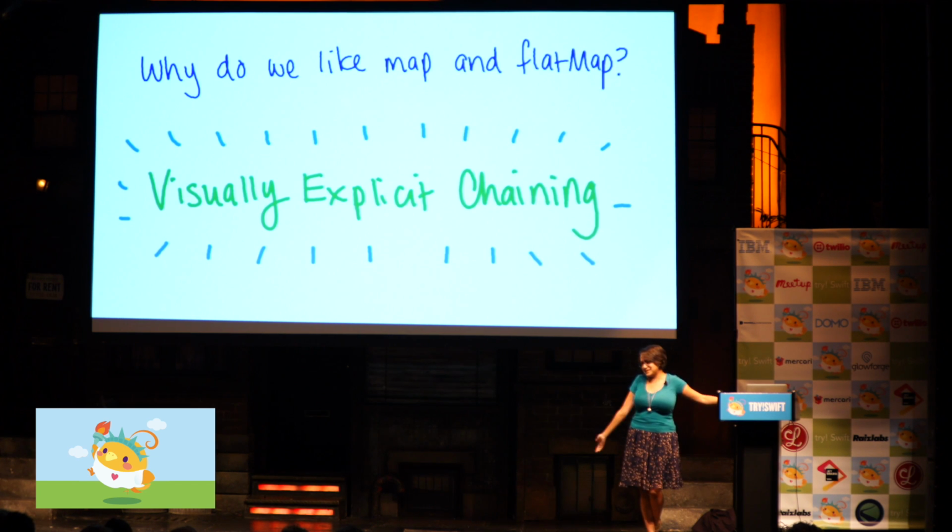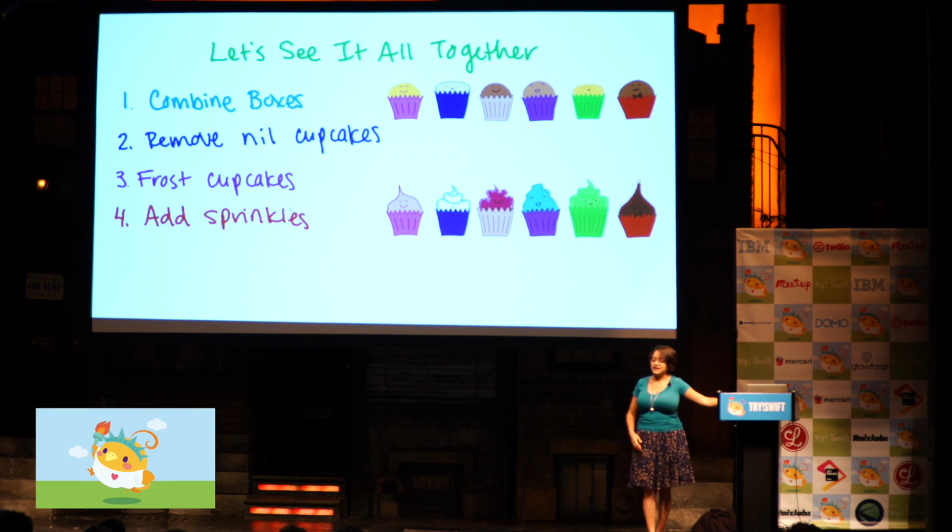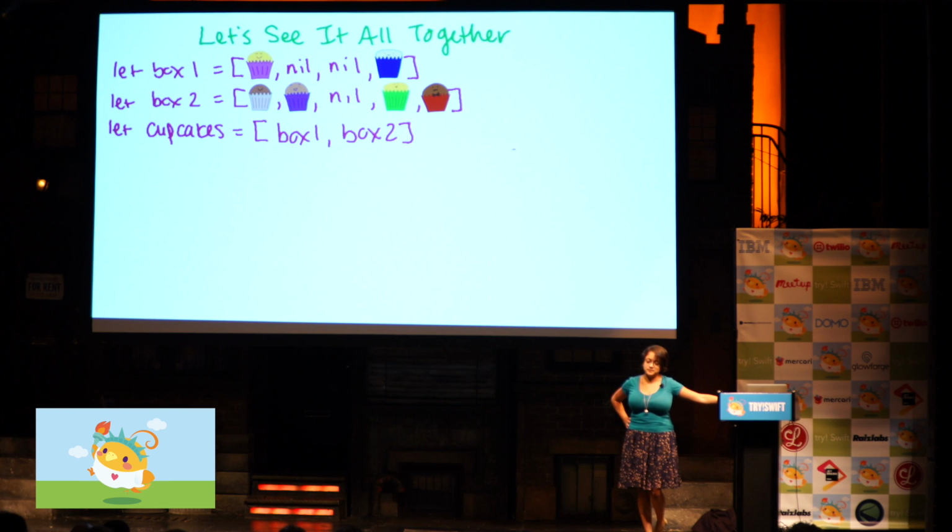So why do we really like mapping and flat mapping? I really like it because it gives you visually explicit chaining, and you'll get more of an idea of that when I give you this next example. So say I had two boxes of cupcakes, similar to what we had before, the optional cupcake boxes. I want to remove all the nil cupcakes, I want to frost all of these cupcakes, and then I want to add sprinkles. So basically what I would do if I were actually making cupcakes right now.